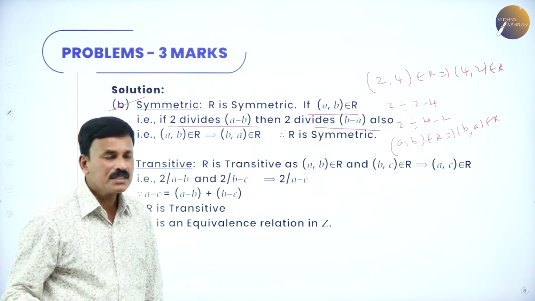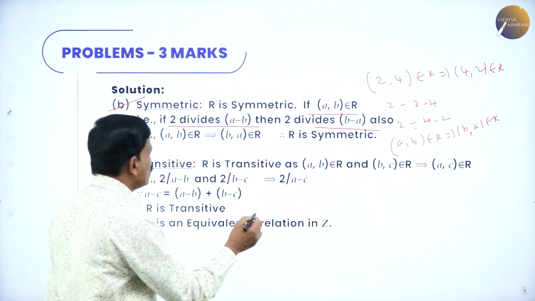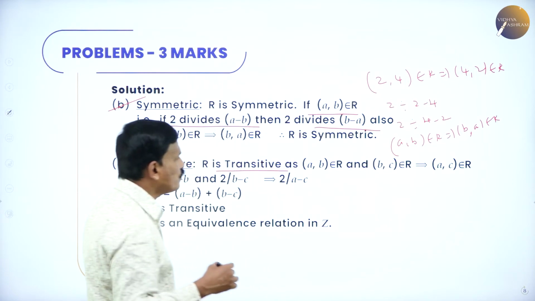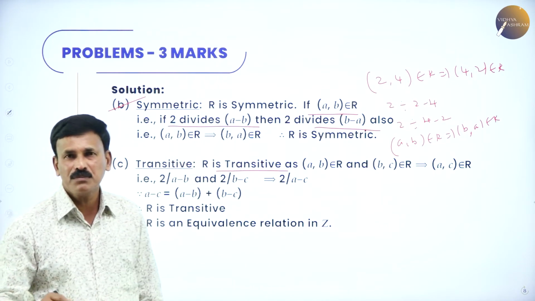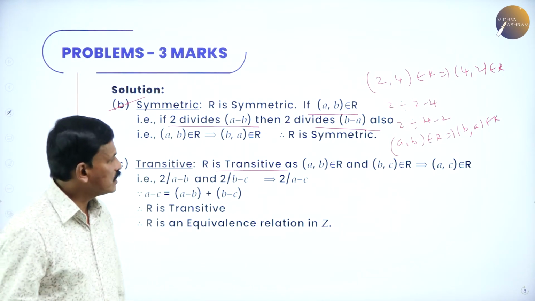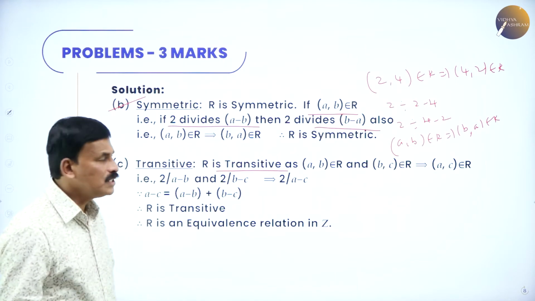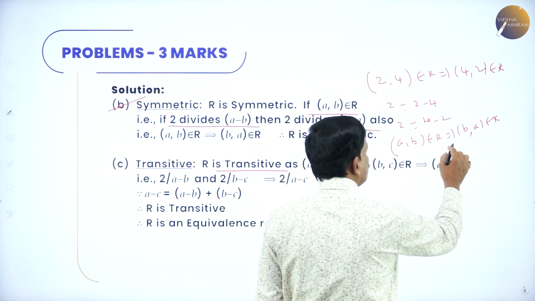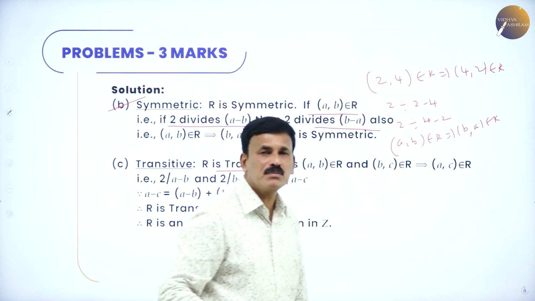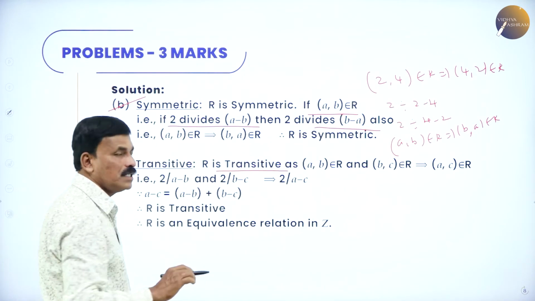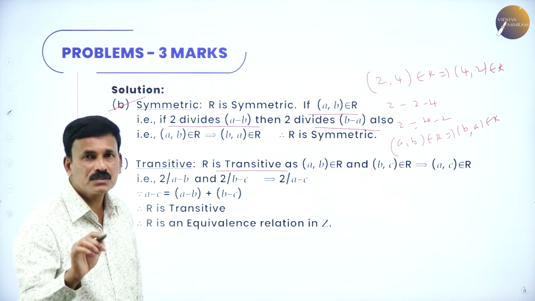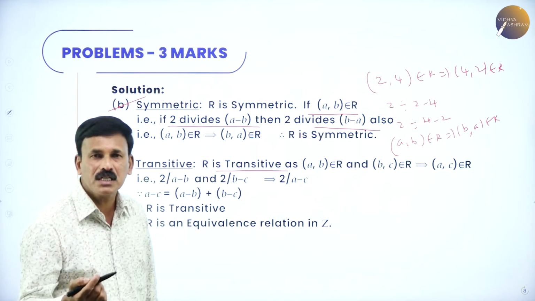Then the third one, transitive. This is also simple. If (A, B) belongs to R and (B, C) belongs to R, definitely then (A, C) also belongs to R. R is symmetric. Now let us come to the third property. So easily we can verify the third property.